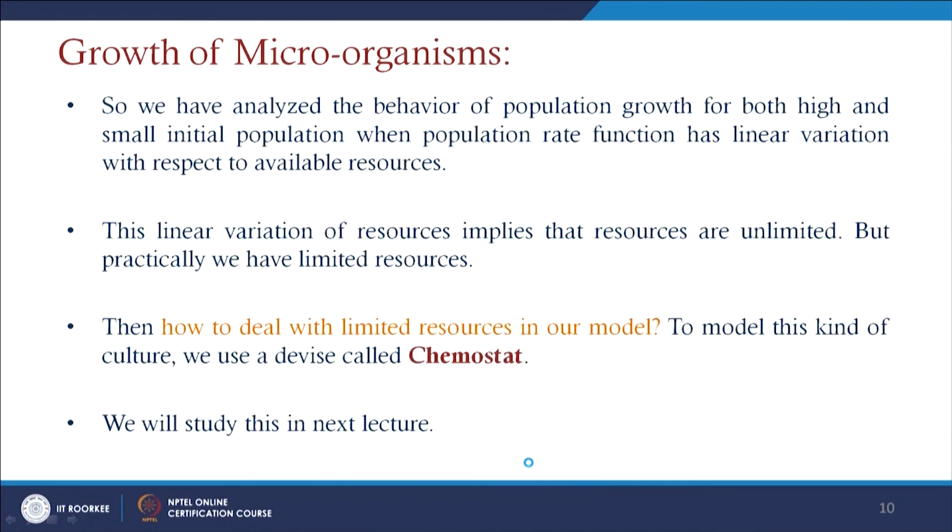So, if we just consider this growth of microorganisms, we have analyzed the behavior of population growth for both high and small initial populations, when the population rate function has a linear variation with respect to available resources. This means that whether you consider a high population size or a small population size, it always shows a linear variation with respect to the available resources.